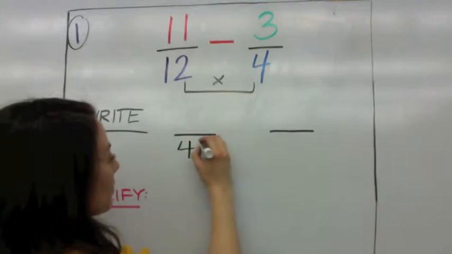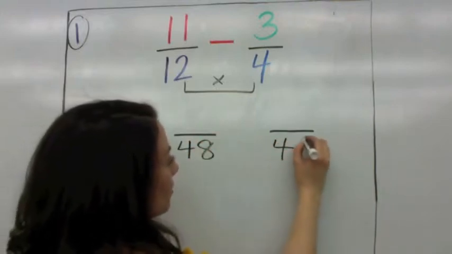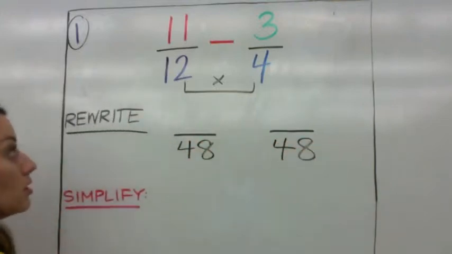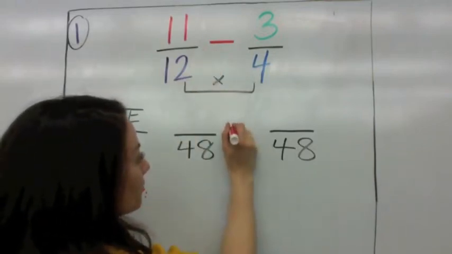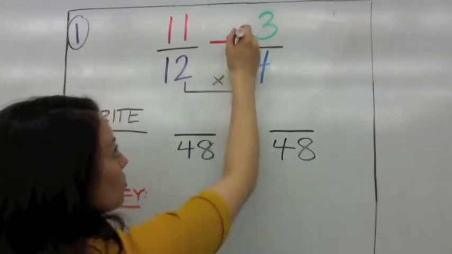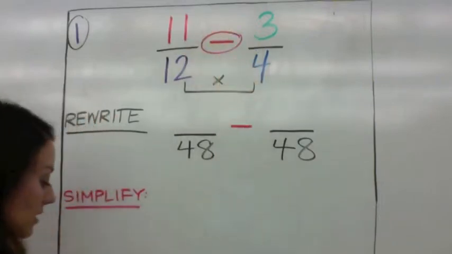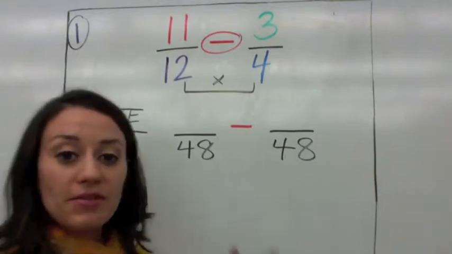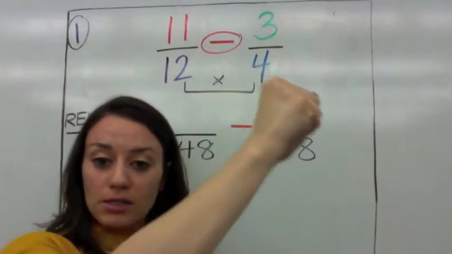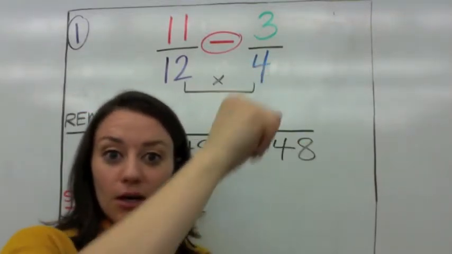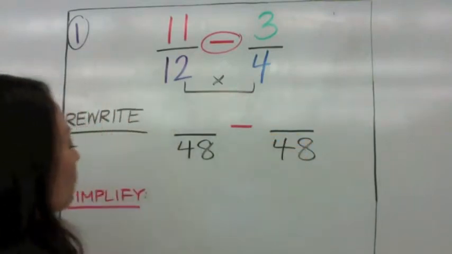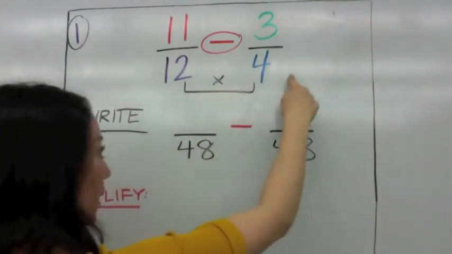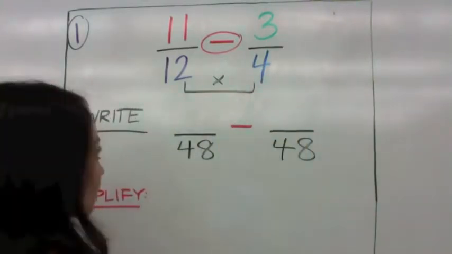So we rewrite these with the same denominator. Now it's 48. From yesterday, remember, we're subtracting. Pay attention to what sign is in the middle. You're subtracting. How do we find the numerators now? Well, now that we have the same denominators, we can cross multiply. Cross multiply. Start with the fraction on the right.